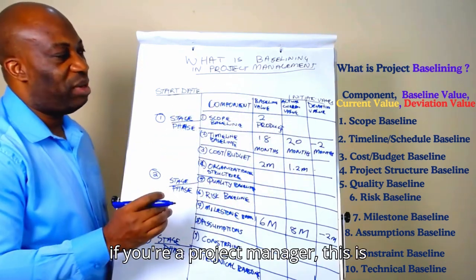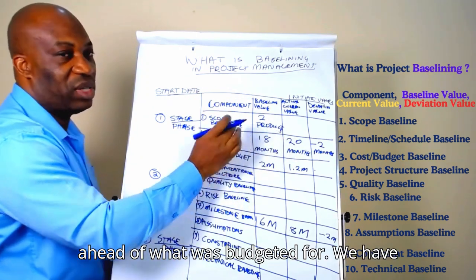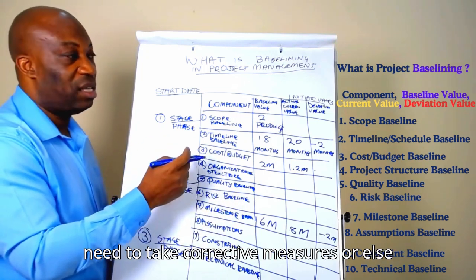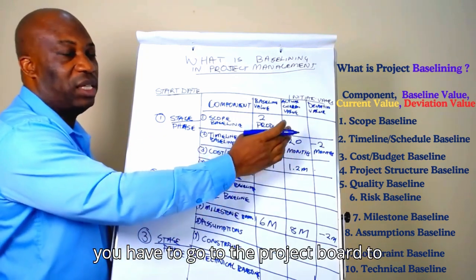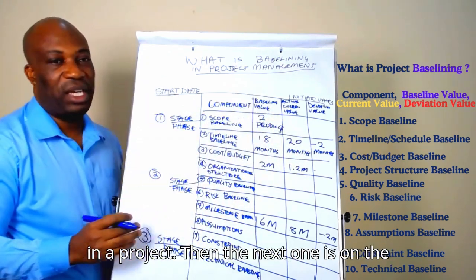So if you're a project manager, this is important. You now know that you are behind what was budgeted for, or you have more than what was budgeted for. Then you need to take corrective measures, or else you have to go to the project board to get approval for the additional months or the additional budget that you're having in a project.